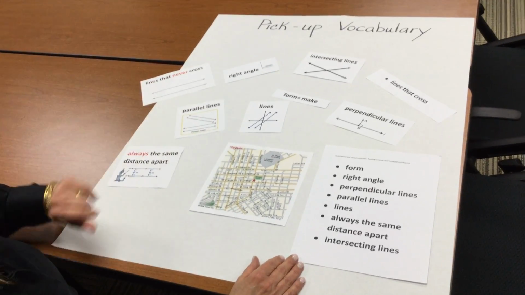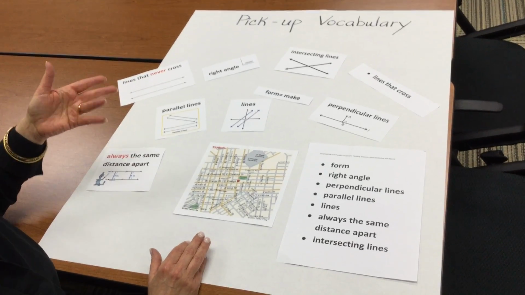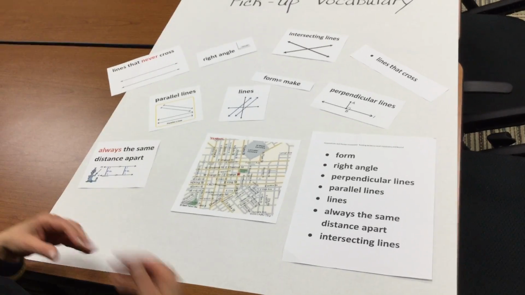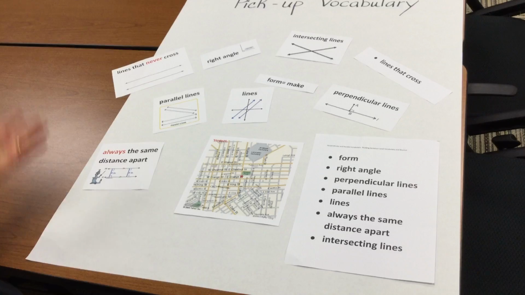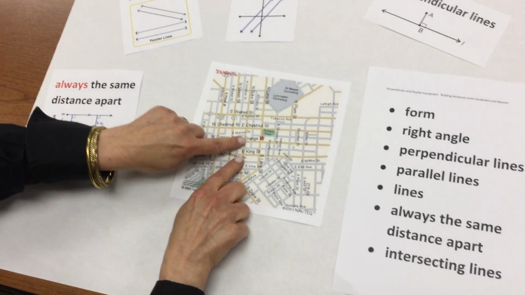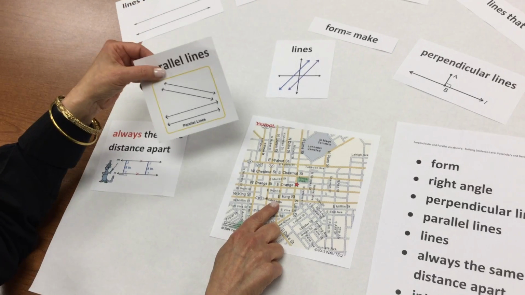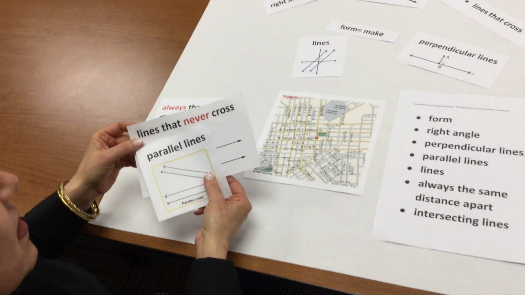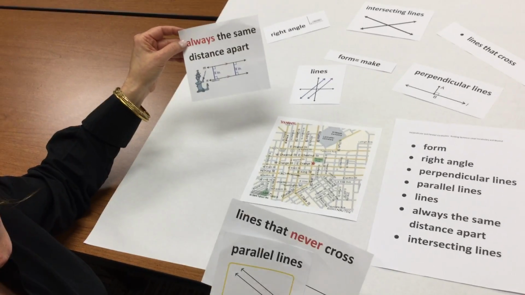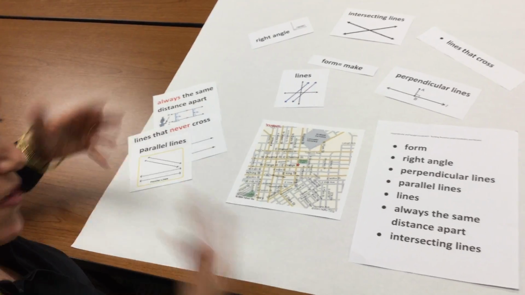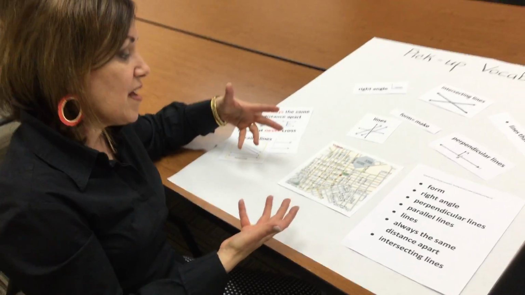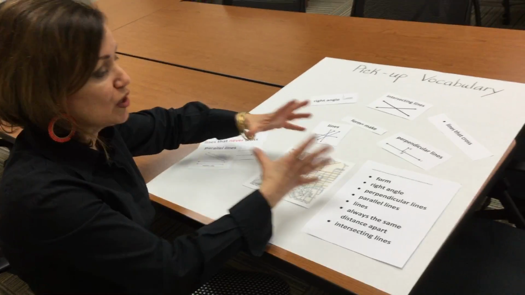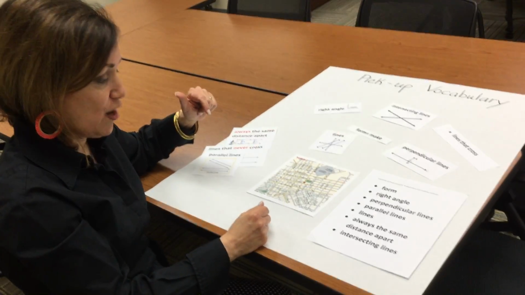But these cards are laid out, and the idea is just as in the game Pick Up Sticks, that I'm going to try to pick up as many of these cards as I can as I'm describing the relationship between my streets. So Orange Street and King Street are parallel lines. They are lines that never cross, which means they are always the same distance apart. So in that way, Shannon, I'm ensuring that my students are going to be using the academic vocabulary and some of that language that goes along with this content area.